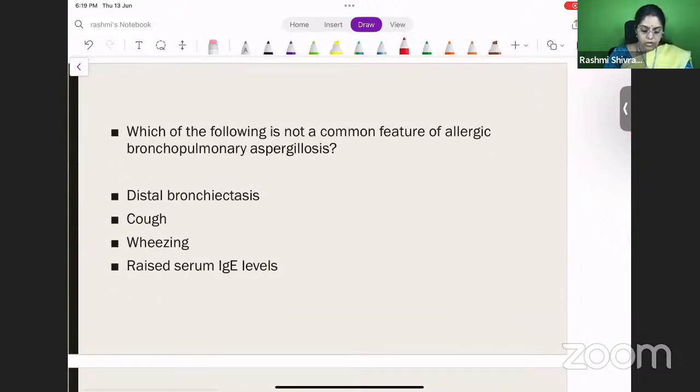Which of the following is not a common feature of allergic bronchopulmonary aspergillosis? Is it distal bronchiectasis? Is it a cough? Is it wheezing? Is it raised serum IgE levels? Okay, ABPA is a very frequently asked question. You should know a bit of detail about ABPA because it is very easy to get misled. The options are often very confusing, so we need to be very clear about a few points about ABPA.